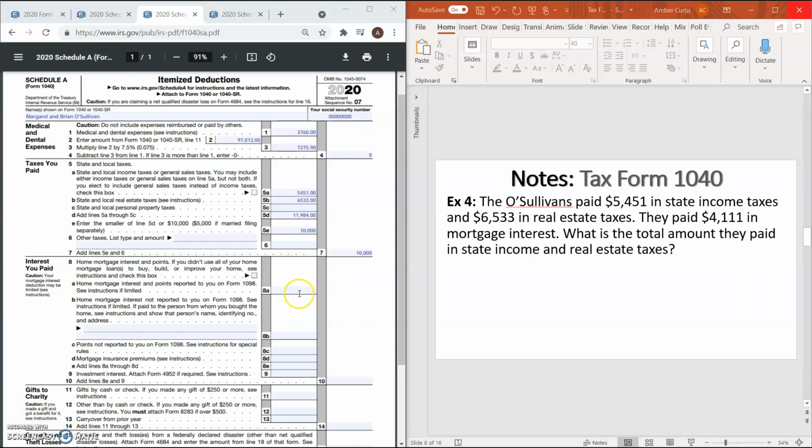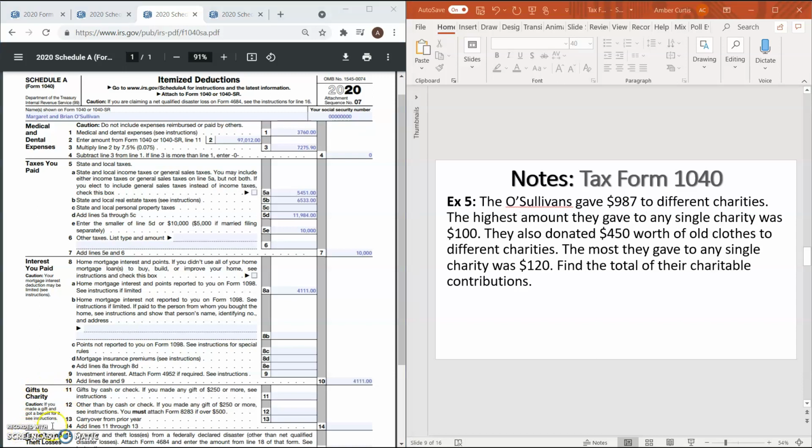All right, so they also paid home interest in the amount of $4,111, and that is for a total of $4,111 on line 10. All right, we'll continue in the next part of the video on gifts to charity.